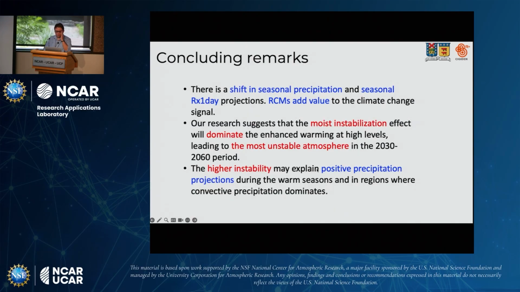So, concluding remarks for this part of the presentation. First, you can see a shift in seasonal precipitation when you move from seasonal to extreme precipitation. So you can conclude that regional climate models actually add value to climate change projections. It is important because you see things that you don't see in the global simulations. That's a well-known thing, but you have to ask for funding, and why should I fund you to give me one simulation if we can have 30 simulations?